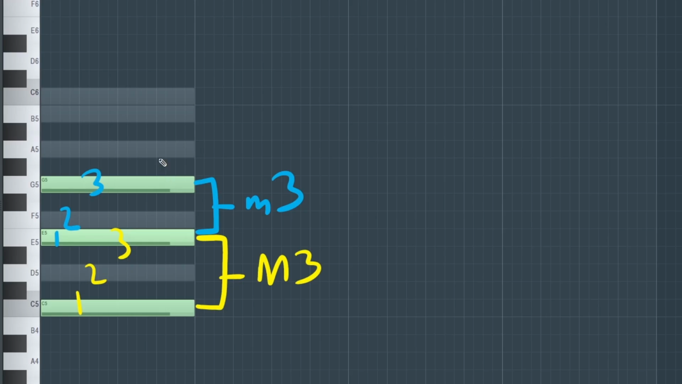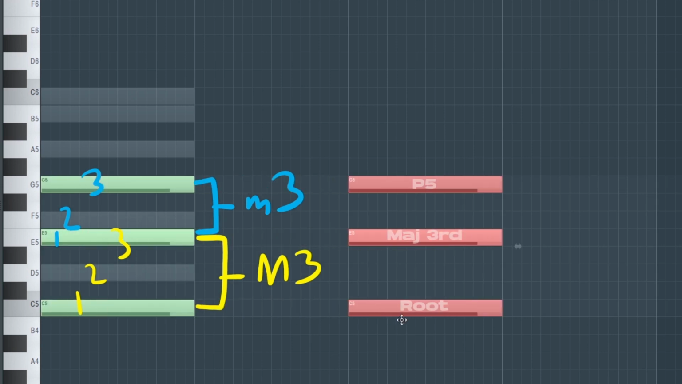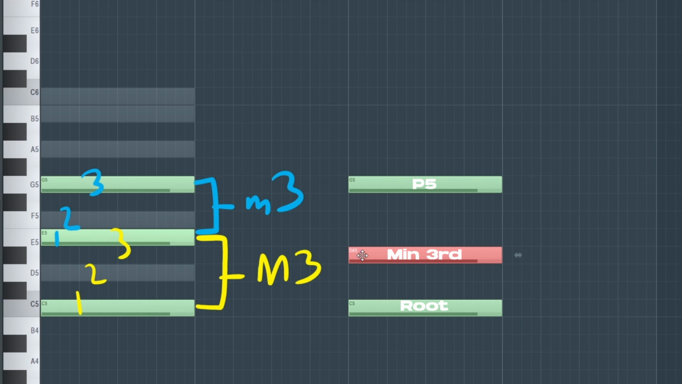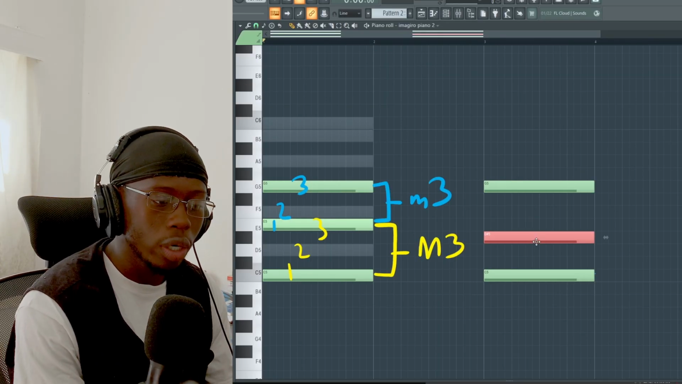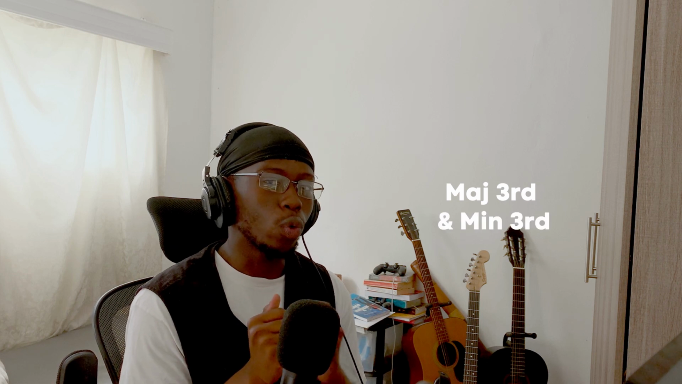To get our minor triad, we're simply gonna duplicate this major triad, put it to the side. We're gonna take the major third and flat it to become a flat third or a minor third. And now it sounds like this. So the main difference between our major triad and our minor triad is simply one note. And if you pay close attention, you'll realize that these major and minor triads are named after the major and minor thirds because they are the ones that do the heavy lifting.